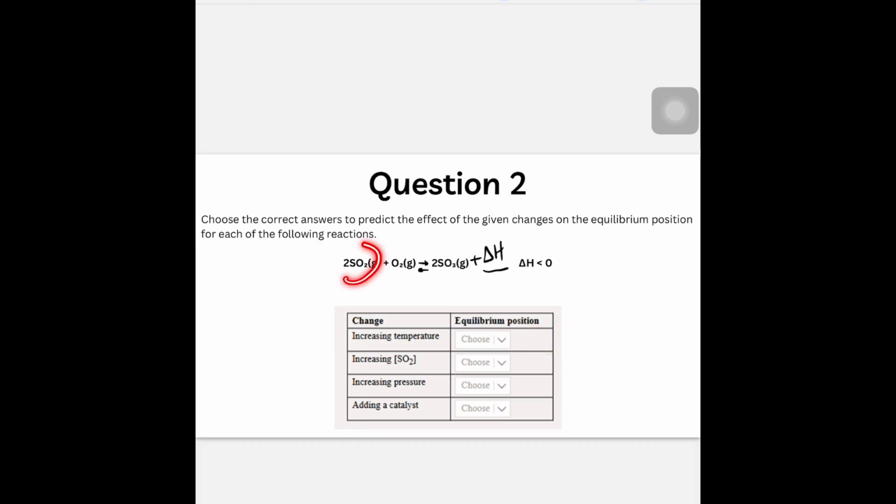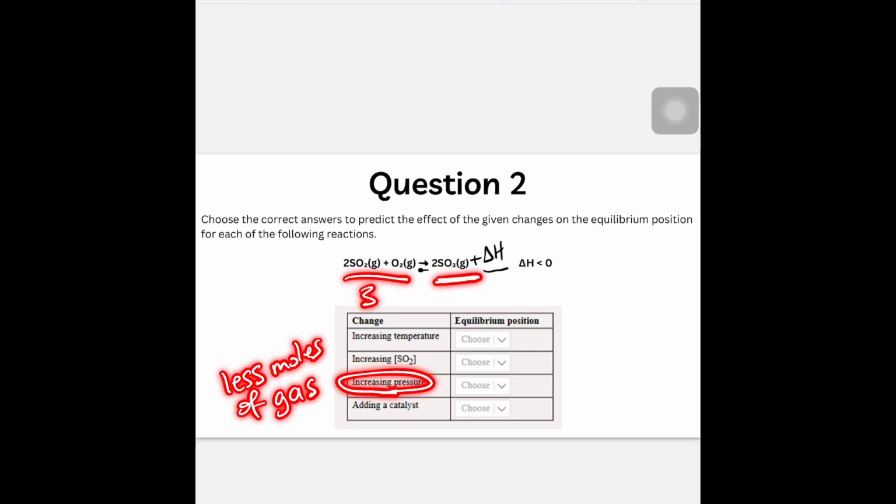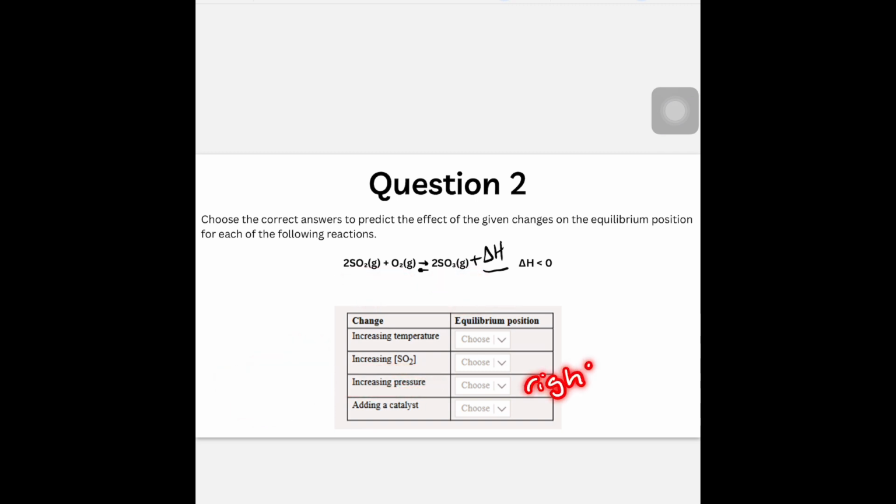For the second one, I have an increase in SO2. With an increase in SO2, the system is going to shift to the right to counteract this change. So the equilibrium position is going to go to the right. Increasing the pressure: if I increase the pressure, the system wants to go to the side where I have fewer moles of gas. On this side, I have 3 moles of gas, and on this side I have 2 moles, so it's going to go towards the fewer moles, towards the 2 moles of gas, so also right. And when you add a catalyst, the equilibrium position is not affected, it's just attained faster. So over here, I'm going to put no change.